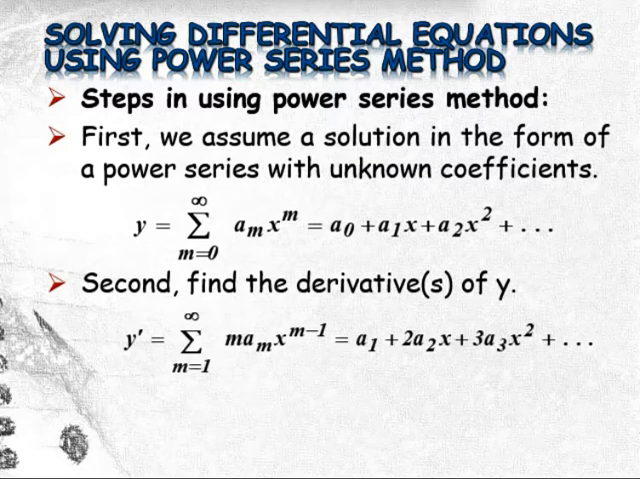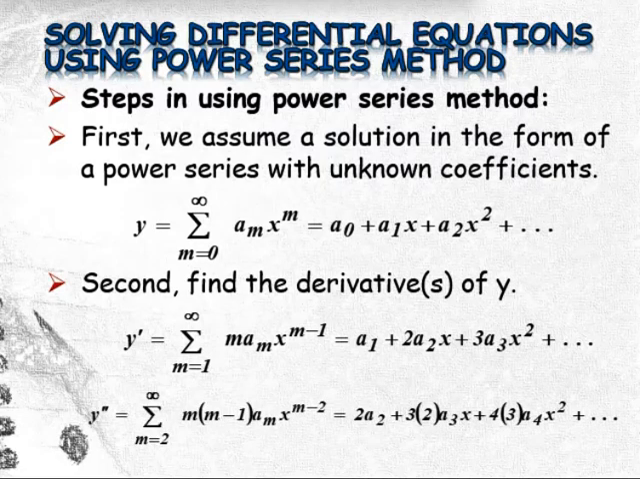So y prime is equal to the summation of m a sub m x to the m minus 1 from m equals 1 to infinity. We note that we simply use the derivative of x to the m, wherein the derivative of x to the m is m x to the m minus 1, and we simply copy the constant a sub m. Then we can take the second derivative. The second derivative is the summation of m times m minus 1 times a sub m x to the m minus 2 from m equals 2 to infinity.